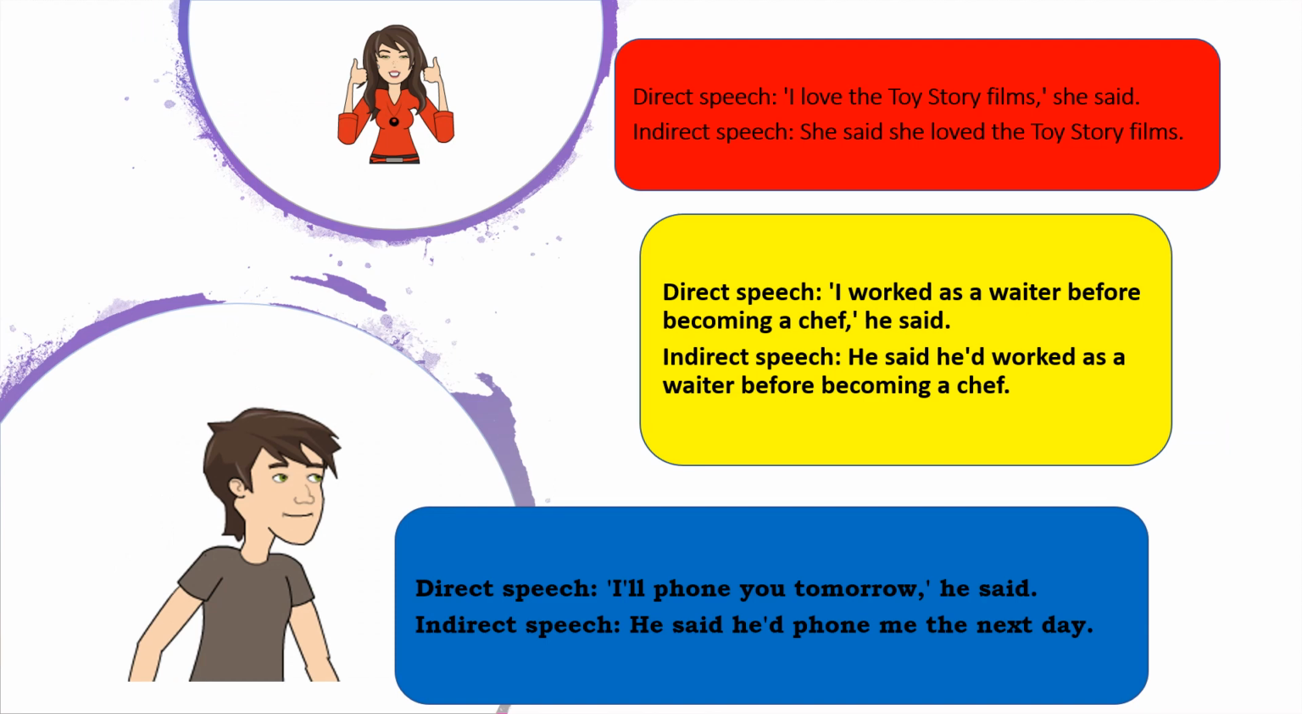Let's take a look at these examples to see how we can tell someone what another person said. In the first example, the first one is in direct speech and then we change this into indirect speech. So let's take all these examples one by one. "I love the Toy Story films," she said. She said she loved the Toy Story films. "I worked as a waiter before becoming a chef," he said. He said he had worked as a waiter before becoming a chef. "I will phone you tomorrow," he said. He said he would phone me the next day.